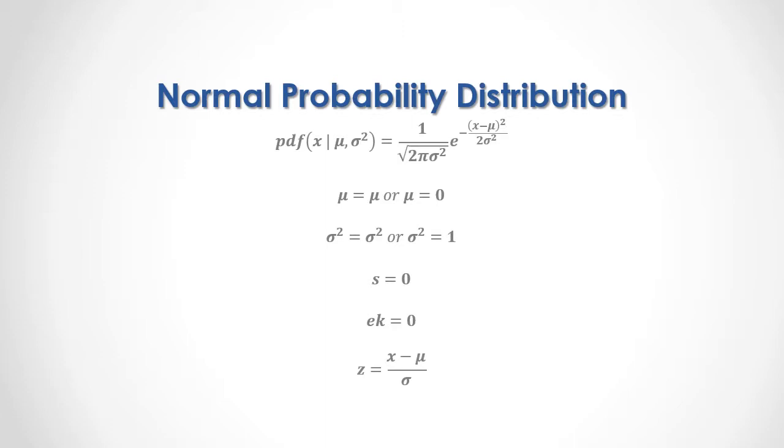Continuous random variable standardization is calculated as follows. It is equal to x, which is the continuous random variable, minus mu, which is its arithmetic mean, and we divide that result by sigma, which is its standard deviation.